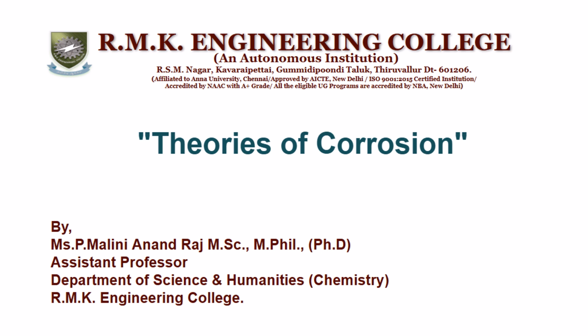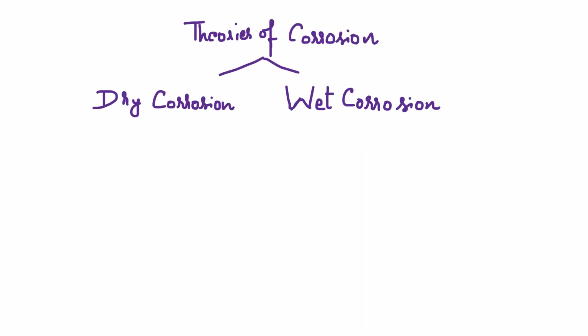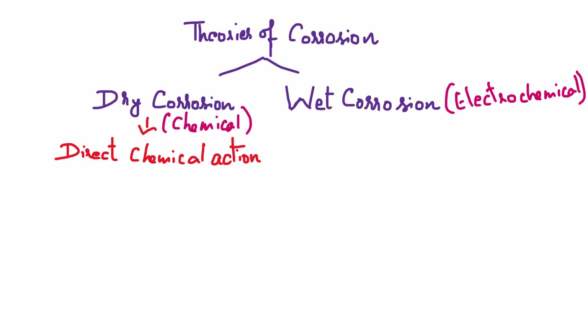In this video lecture, let me discuss the theories of corrosion. The theories of corrosion can be classified into two types, dry corrosion and wet corrosion. Dry corrosion is otherwise called chemical corrosion. Wet corrosion is otherwise called electrochemical corrosion. Dry corrosion is nothing but the direct chemical action on the metal.